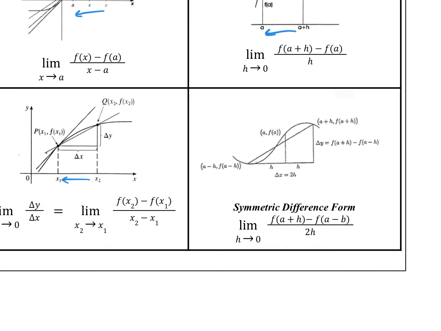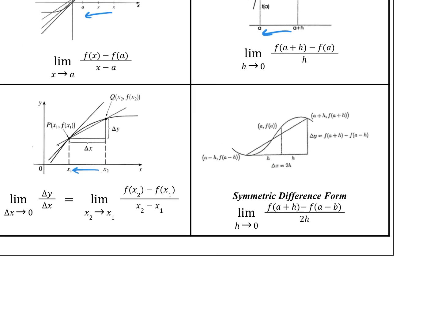And then here's kind of an interesting form that you might come across. This is called the symmetric difference form. So you could see here's our value a, right here, this is a. And then you could see that they went h units to the right and h units to the left. So here's a plus h, and here is a minus h. So we have a point on the right, so a plus h, f of a plus h. Then we have this point on the left, a minus h, f of a minus h. So it's the slope of the line between those 2 points as those 2 points get closer and closer together.